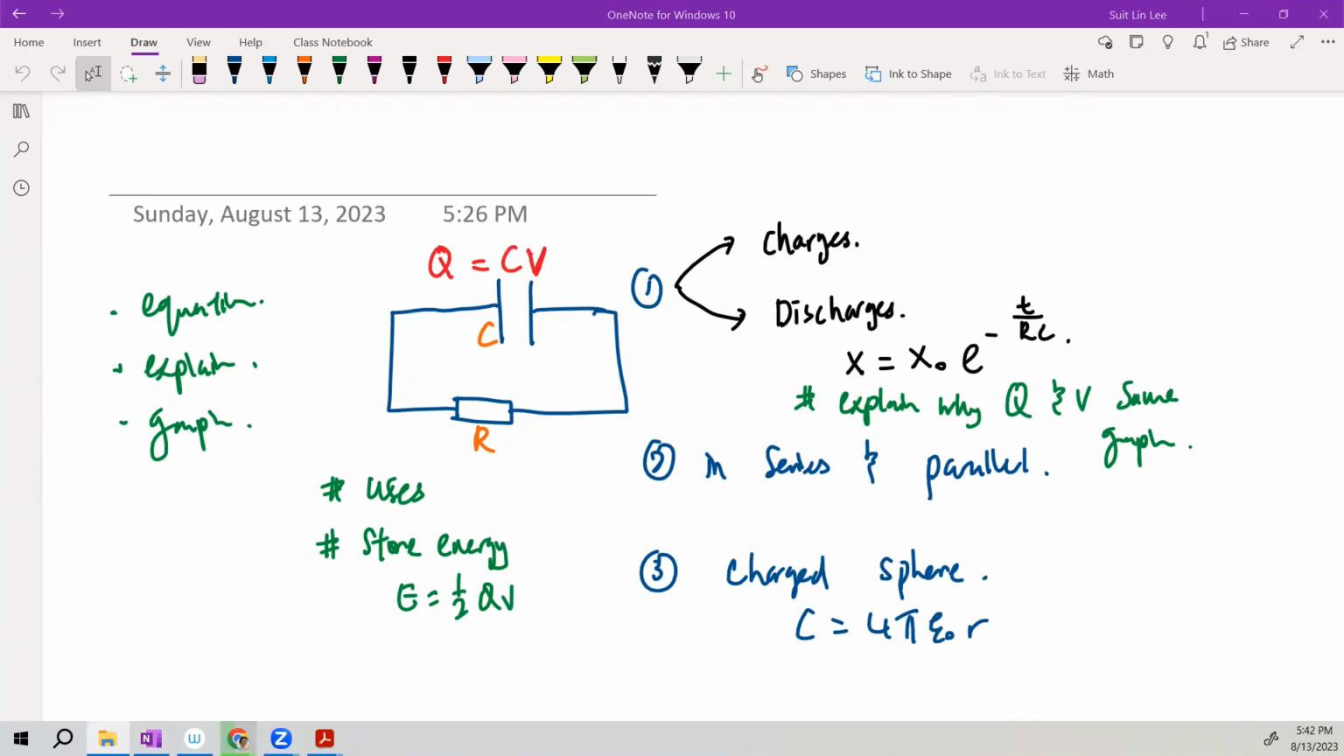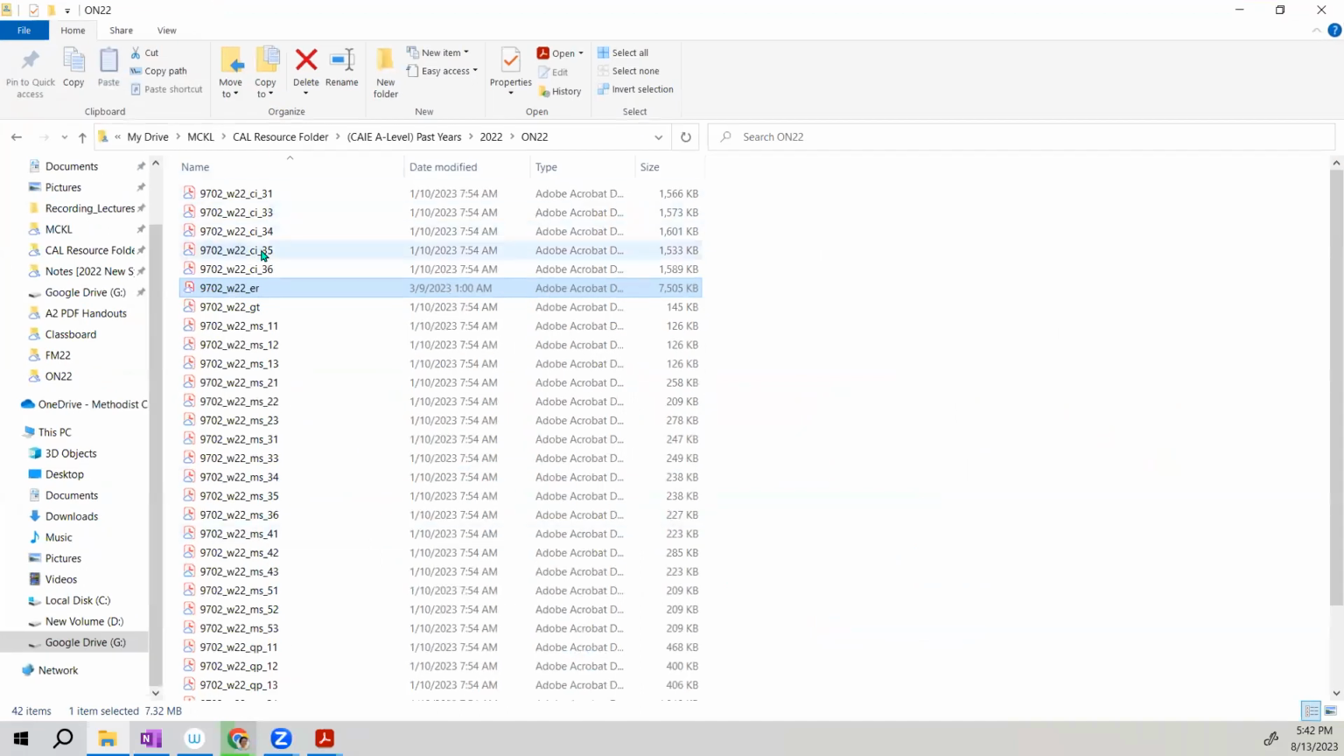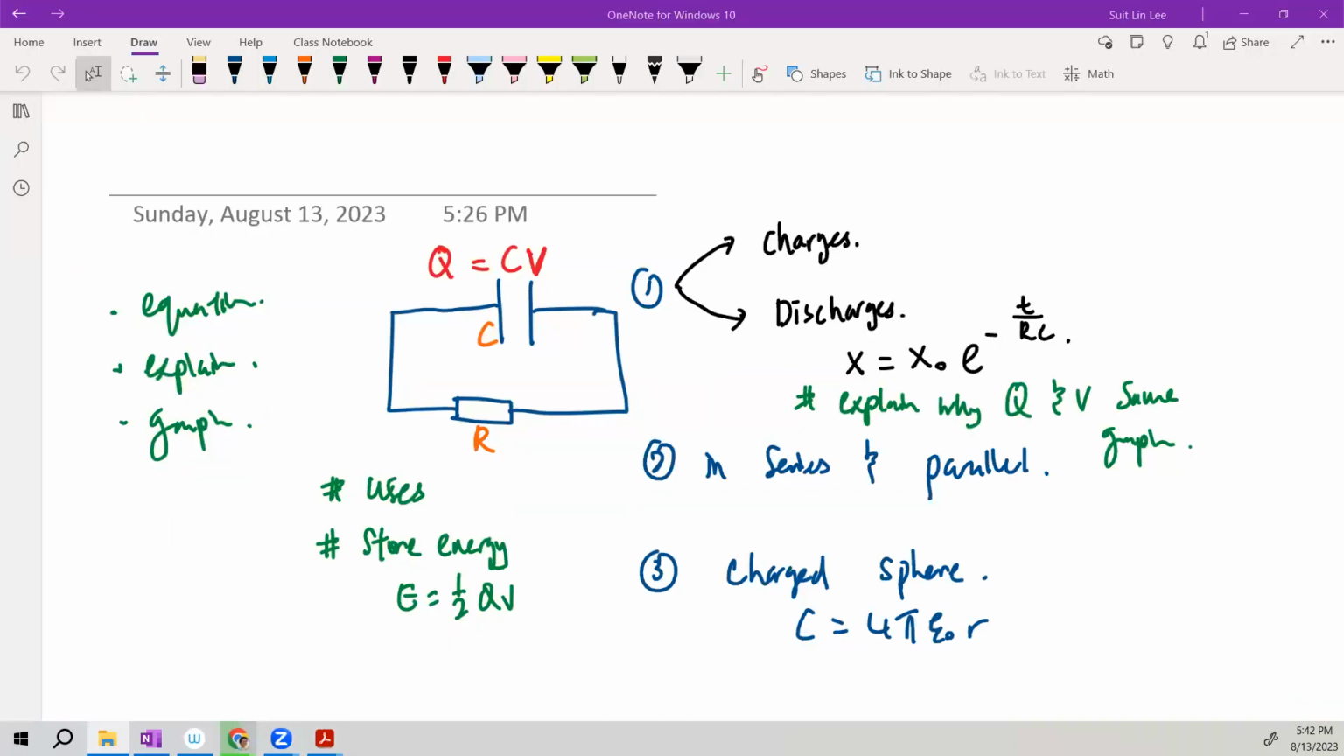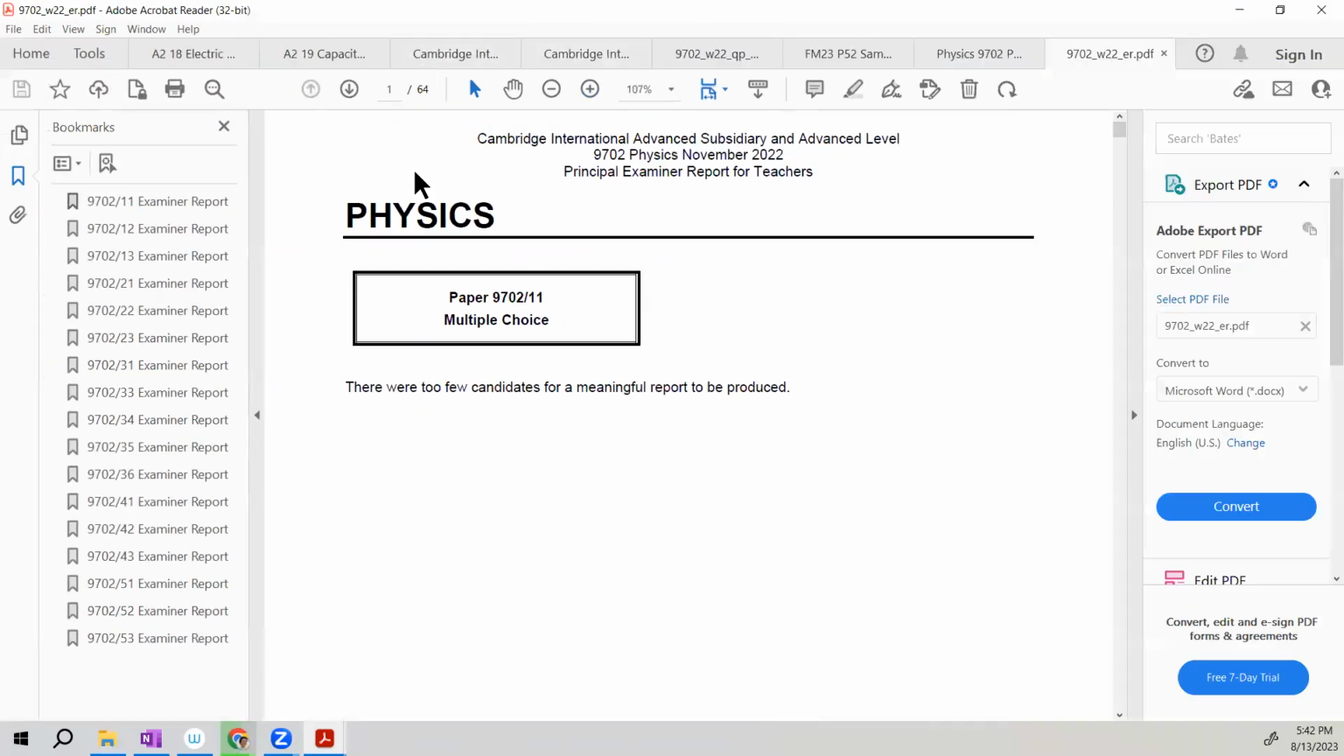Sometimes when you study past year questions, right? Okay, the examiner report is probably as important as the actual mark scheme itself. But I will only look at the examiner report if the question is interesting.